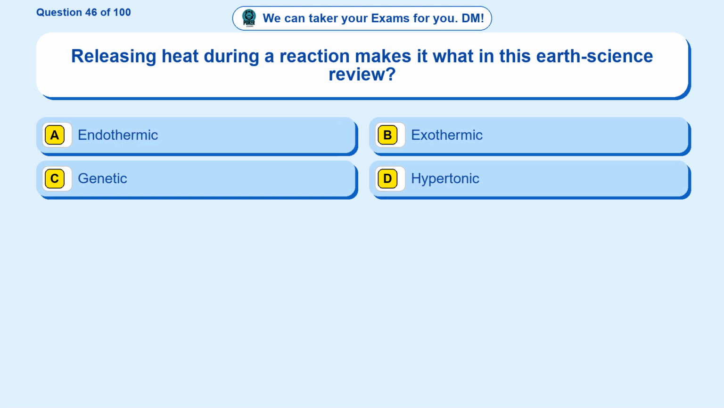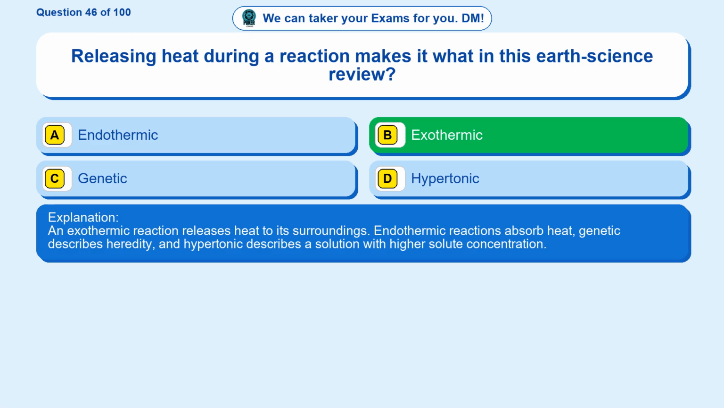Question 46. Releasing heat during a reaction makes it what in this earth science review? Option A endothermic. Option B exothermic. Option C genetic. Option D hypertonic. The correct answer is option B. Exothermic. An exothermic reaction releases heat to its surroundings. Endothermic reactions absorb heat, genetic describes heredity, and hypertonic describes a solution with higher solute concentration.